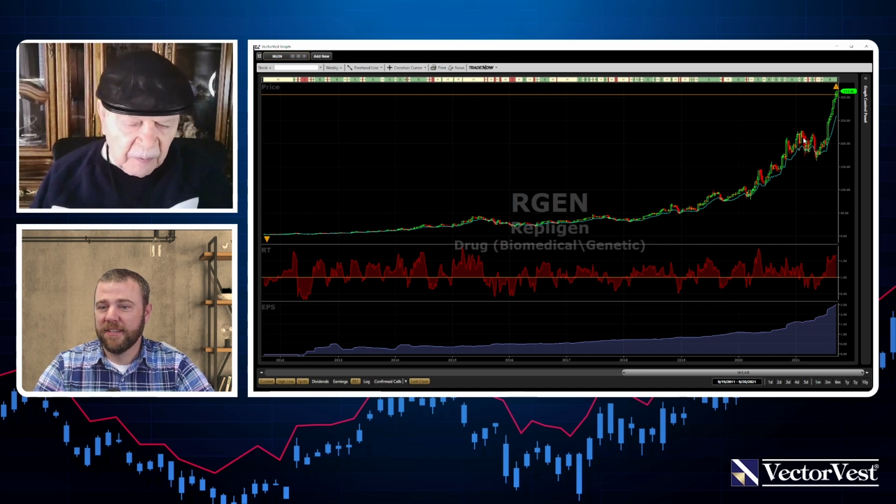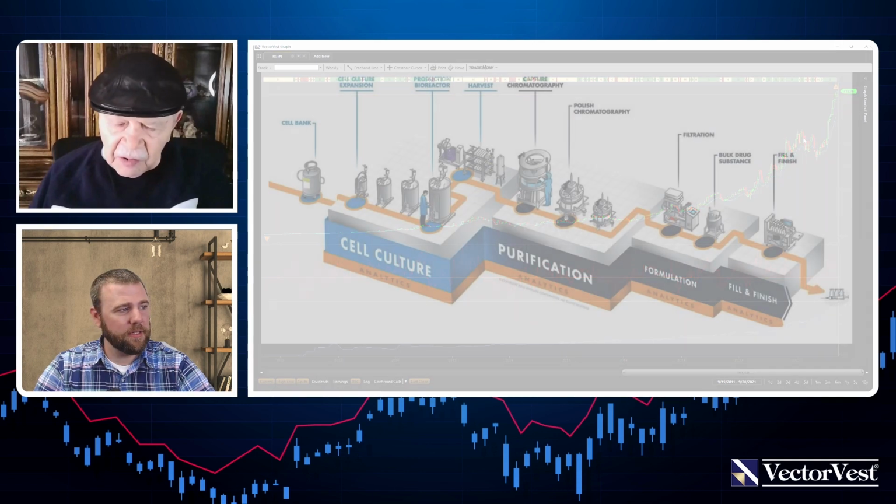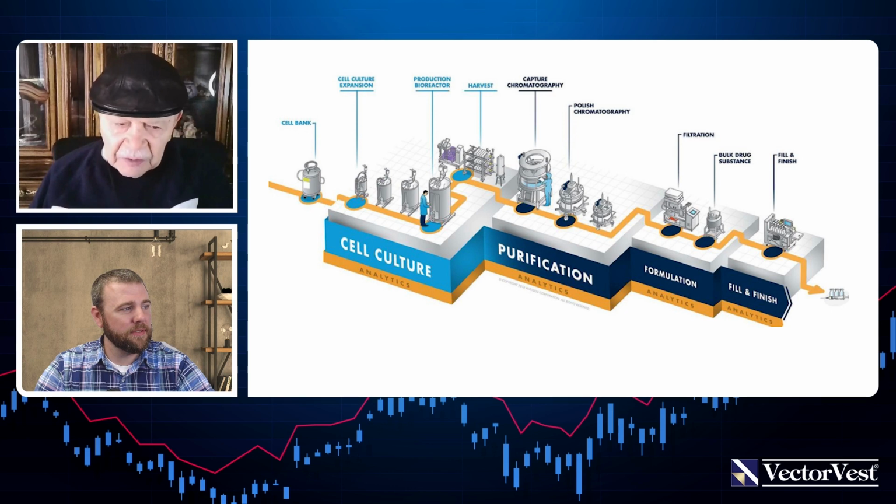Now, what does Repligen do? They make a biotech material that is called a protein A ligand. A ligand is a chemical term. It means it attaches to something else, or something else can attach. They make a material that is used in a process that is called chromatography purification.